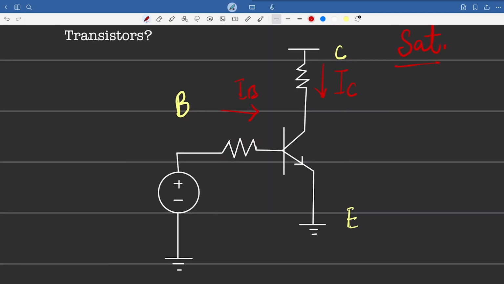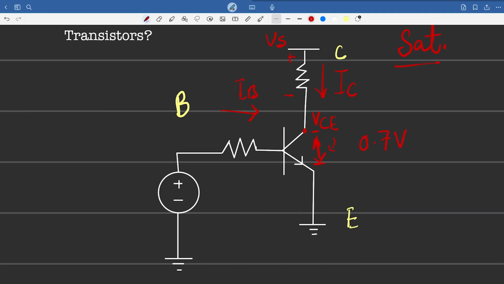let's say this is VS or VCC. So when the current IC increases, the voltage drop over here increases, right? So the voltage drop is going to be high across this resistor. So there's going to be very little voltage appearing over here. So VCE, that is from this point to this point, is going to be very low, which typically in the case of the saturation region turns out to be around 0.6 to 0.7 volts.